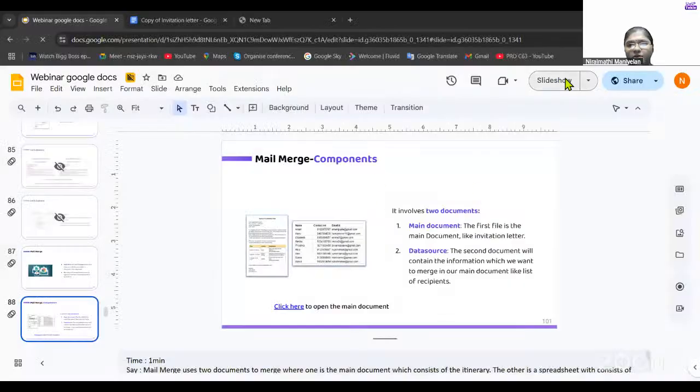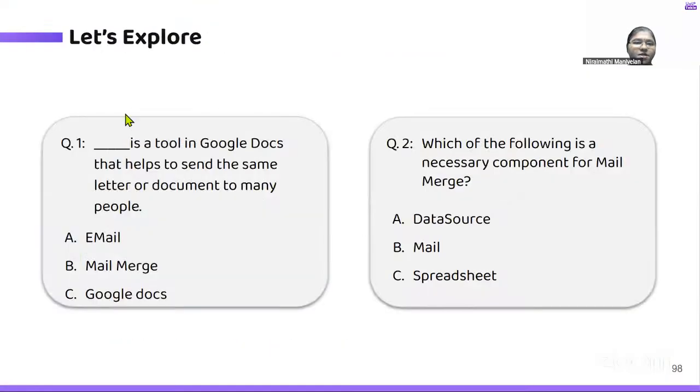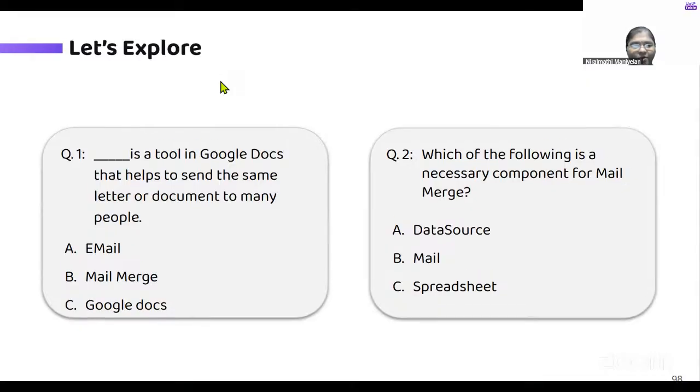So let's quickly do the quiz. Let me put it in slideshow. Okay, all right. So this is your question. I hope my screen is visible. Dash is a tool in Google Docs that helps to send the same letter or document to many people. So what is the answer, teachers? Okay, option B, that's perfectly correct. Mail merge.